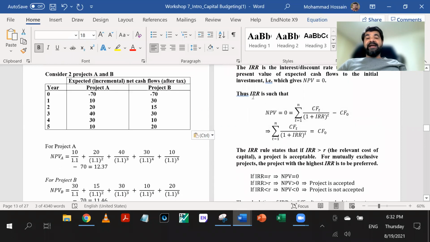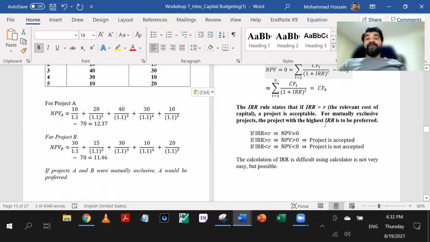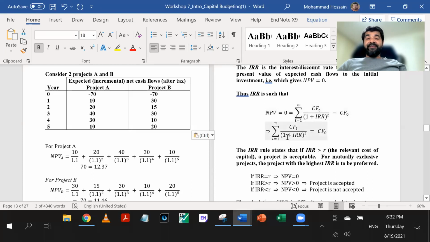So the formula is this: R is such that the net present value will be equal to 0. The sum of cash flows over 1 plus R to the power T, where this R is actually IRR, minus the initial CF. After setting it equal to 0, if you move the CF to the other side, the initial investment will be equal to this. What will be our IRR figure?